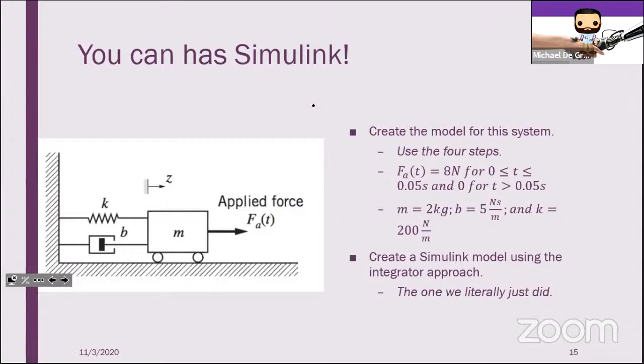So let's take the next 30-ish minutes, right? And I want you guys to work on this. I want you to create the model for the system using the first 4 steps, and then create the Simulink model using the integrator block approach, which is the one that we just did for this particular model. Okay?